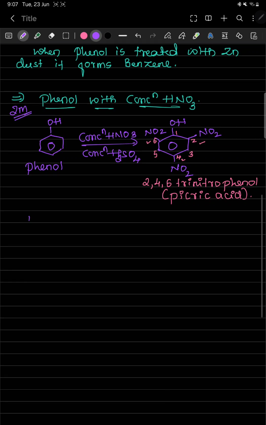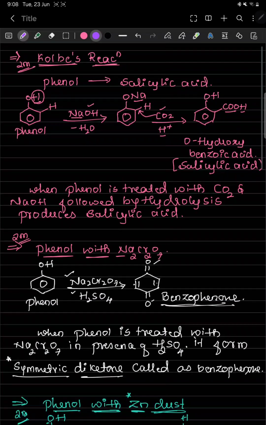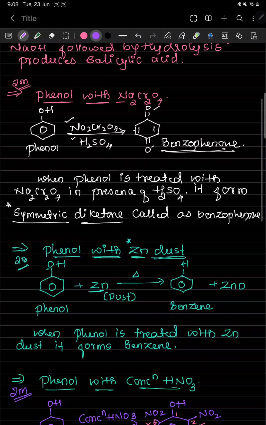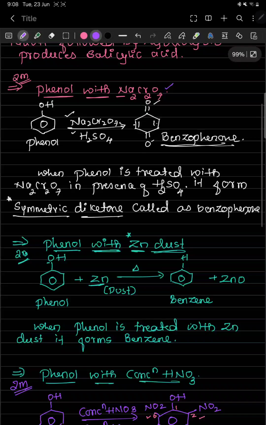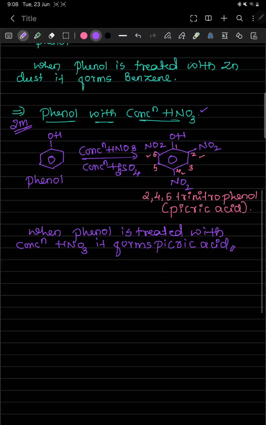Again, when you come to the explanation, you can write: when phenol is treated with concentrated HNO3, it forms picric acid. So these are the 4 reactions we have discussed today. First one was Kolbe's reaction. Second one is phenol with sodium dichromate, where it forms benzophenone. Then phenol with zinc dust, where it forms benzene, and phenol with concentrated HNO3, where it forms picric acid.